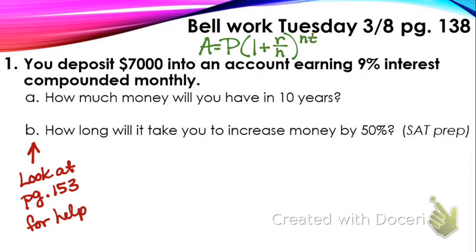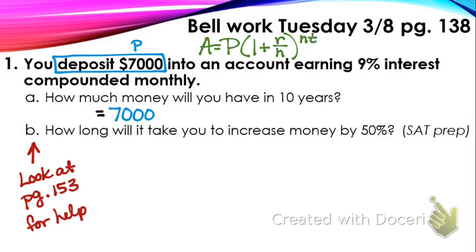Which letter up here would I use for the deposit amount? 7,000 is what I'm going to put in, but it's going to go in the place of which letter? P. P is always our starting or our initial amount. So you deposit 7,000. That's going to go in for P. I don't care whether I'm doing part A or part B. That goes in for P because we were told that at the beginning. All right, so I know I have A equals 7,000.